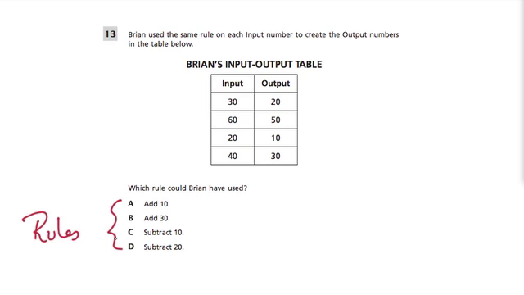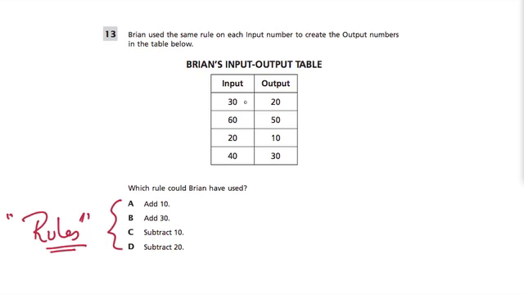Let's just read through them before we even look at the table to get a sense of what a rule really is. One rule could be that you add 10. Another is that you add 30. Another rule is that you subtract 10, or the last rule is subtract 20. So in this case, rules mean that you're either adding or subtracting an amount.